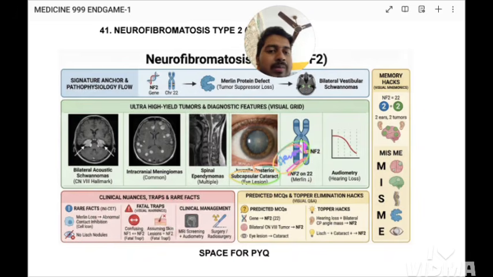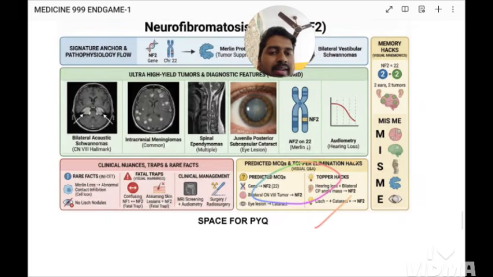One more is in neurofibromatosis type 2. And we'll have audiometry hearing loss, that is because of involvement of these acoustic schwannomas. So I think all these things I have explained. Here also the treatment is surgery and radiotherapy. Rest everything I have explained.